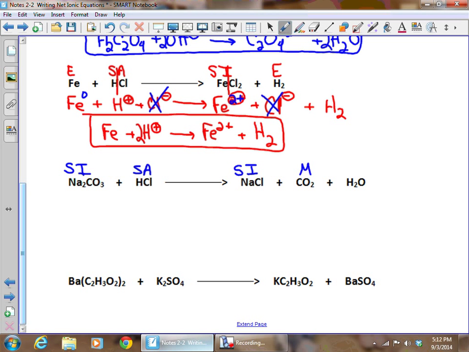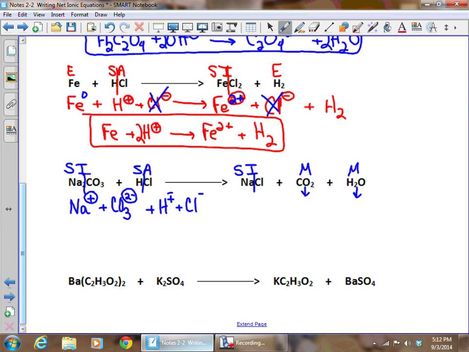CO2 is molecular, and so is water. So both water and CO2 will carry down. The rest of these will split or ionize. Do I carry down the 2 with sodium? No, I do not. It's just sodium plus. It's not part of a polyatomic ion. What about the 3 with carbonate? Yes, I do. It is part of the polyatomic ion, so I do carry it down. H plus and Cl minus.